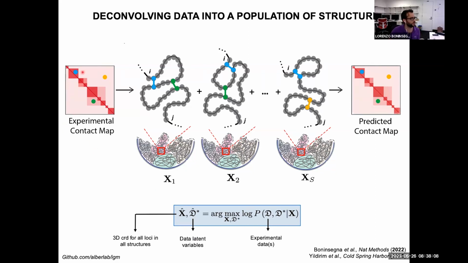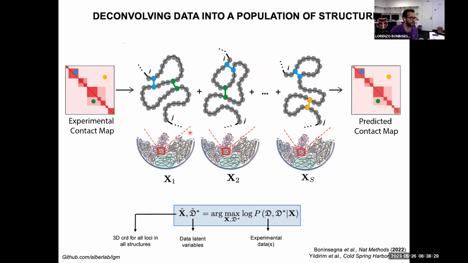So for instance, when we assign the contacts, when we distribute the contacts across the structures, we go from probabilities to contacts. And so for instance, we need to decide which structures in the population express those contacts. And this information, which is missing here, is encoded in the D star. And that's why we have the D star here.